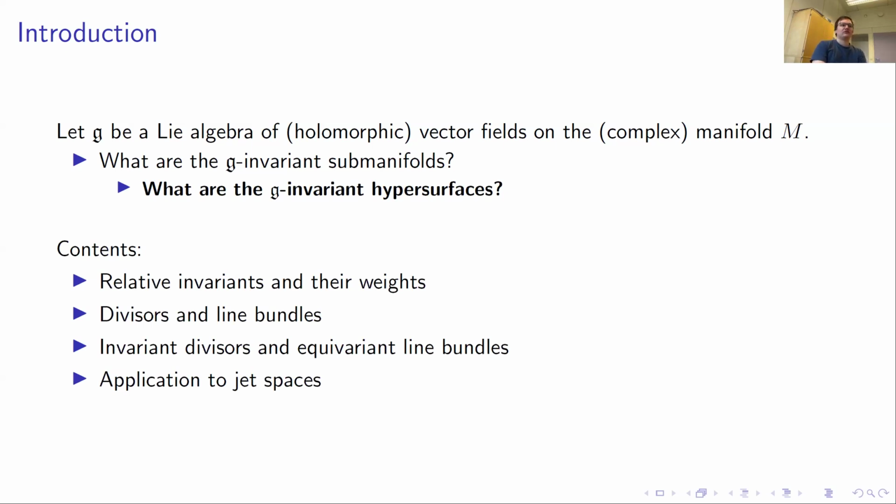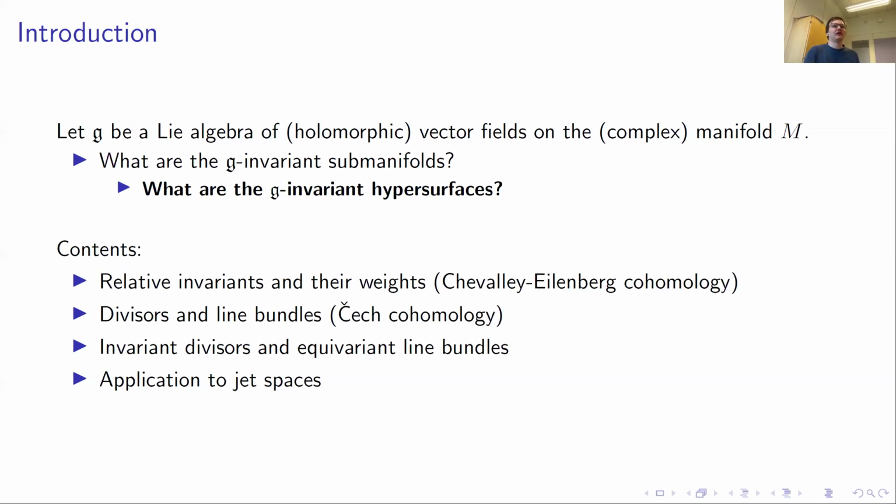The contents of this talk is basically the following. I will start by talking about relative invariants and their weights, and then about divisors and line bundles. The first two points are well known, and there are some interesting interpretations of these things in terms of different cohomology theories. After that, I will mix these two points together into invariant divisors and equivariant line bundles, which gives us a way to answer the question above. Here you will also get a cohomology theory, by mixing these two types of cohomology. You get a double complex, and we'll see how this works later. And in the end, I will talk about applications to jet spaces, which was our original motivation.